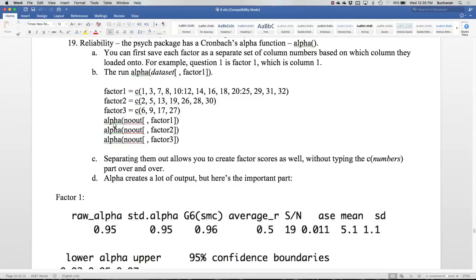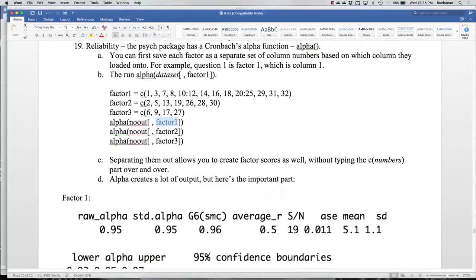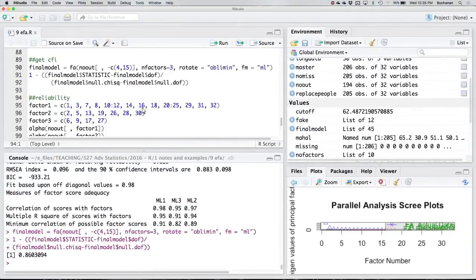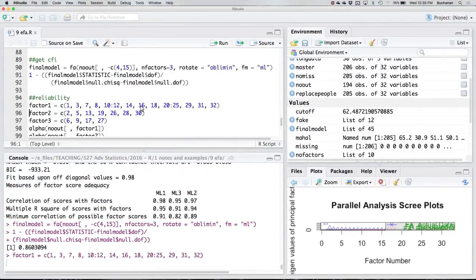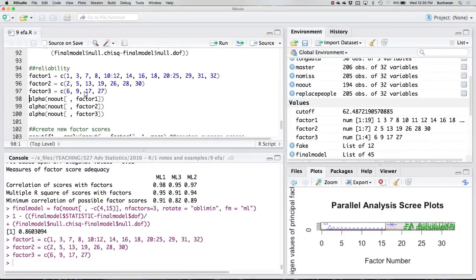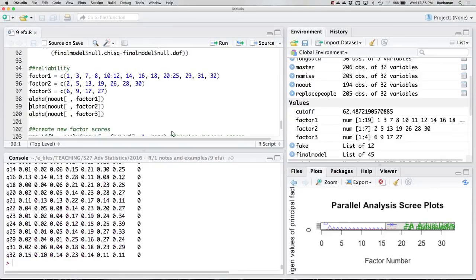So then what we'll do is do alpha with no out. Normally you put all that C stuff right there, but it helps if you make it separate for reasons I'll get to in just a second. So I'm on line 95. All these three things do is tell me what columns to use. Now I'm going to calculate the reliability for factor 1.